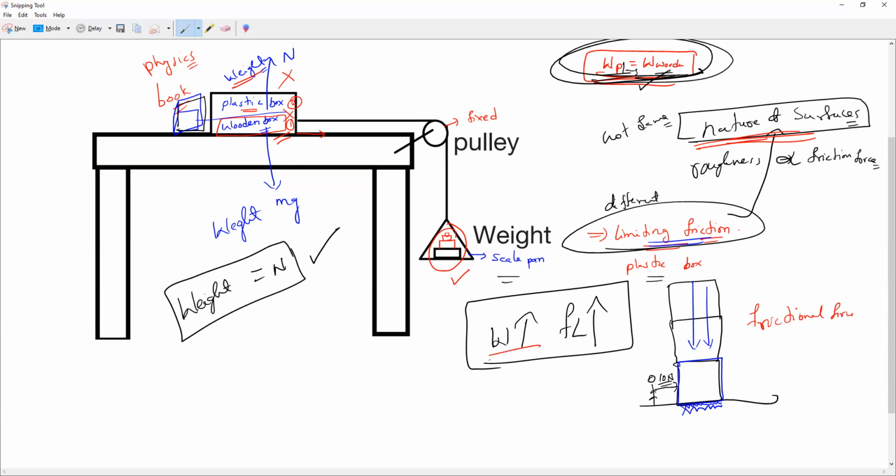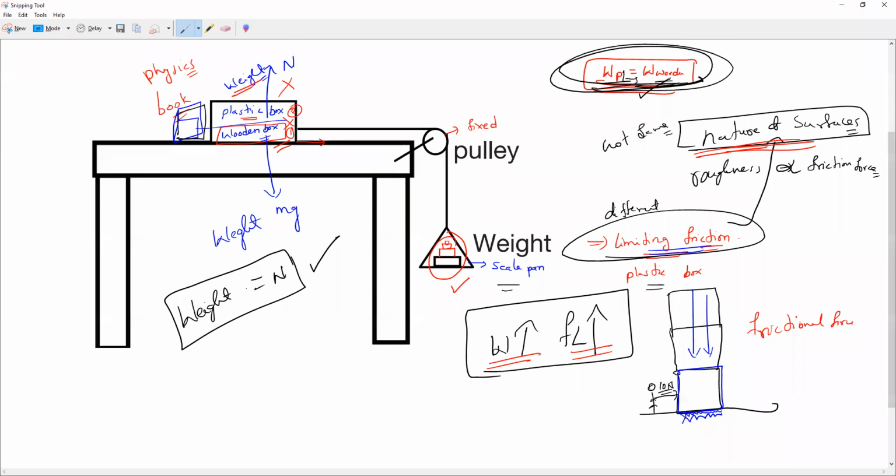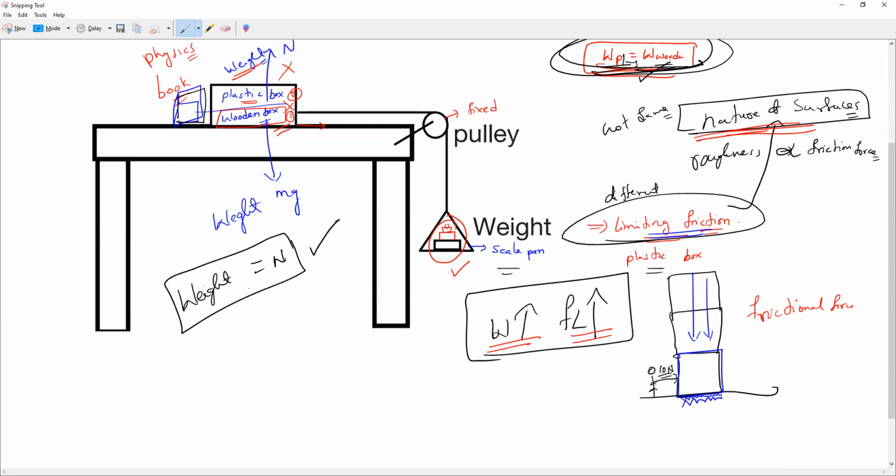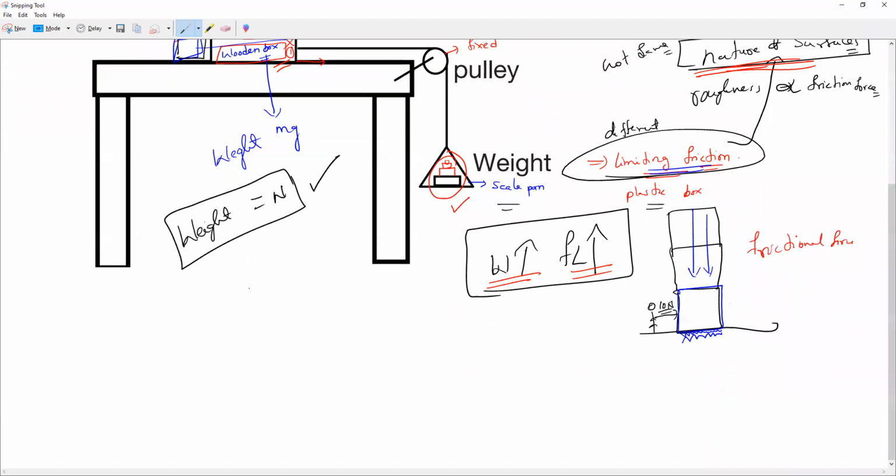So if the weight of the object increases, then limiting friction also increases. This is the verification of the law of limiting friction. Now, can anybody tell me the formula for limiting friction? F limiting is equal to the coefficient of limiting friction into normal reaction.